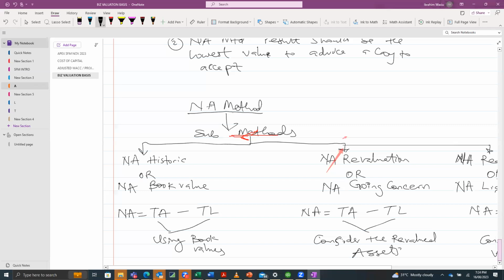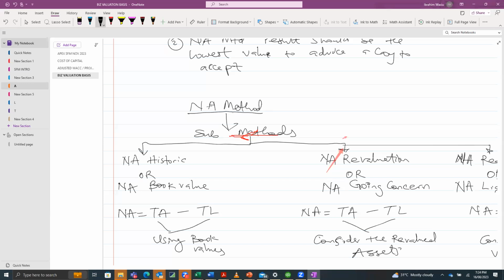Net asset historic, or you see the examiner saying net asset book value. We are saying the same thing. What are you supposed to do there? Just go to the financial statement, get total assets minus total liability. Even though you have information like maybe some assets were revalued, some were given their realizable value, ignore those ones, as far as you are doing historic or book value.